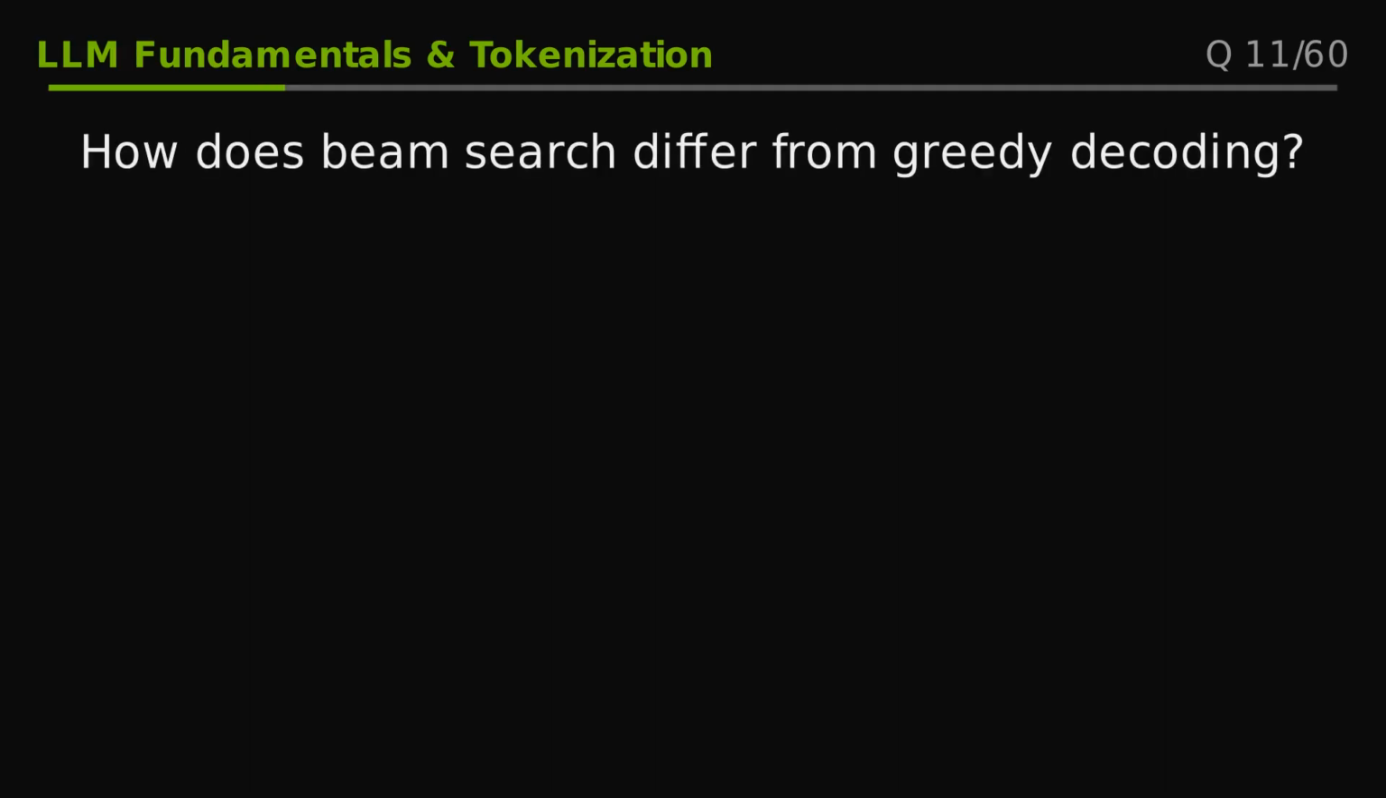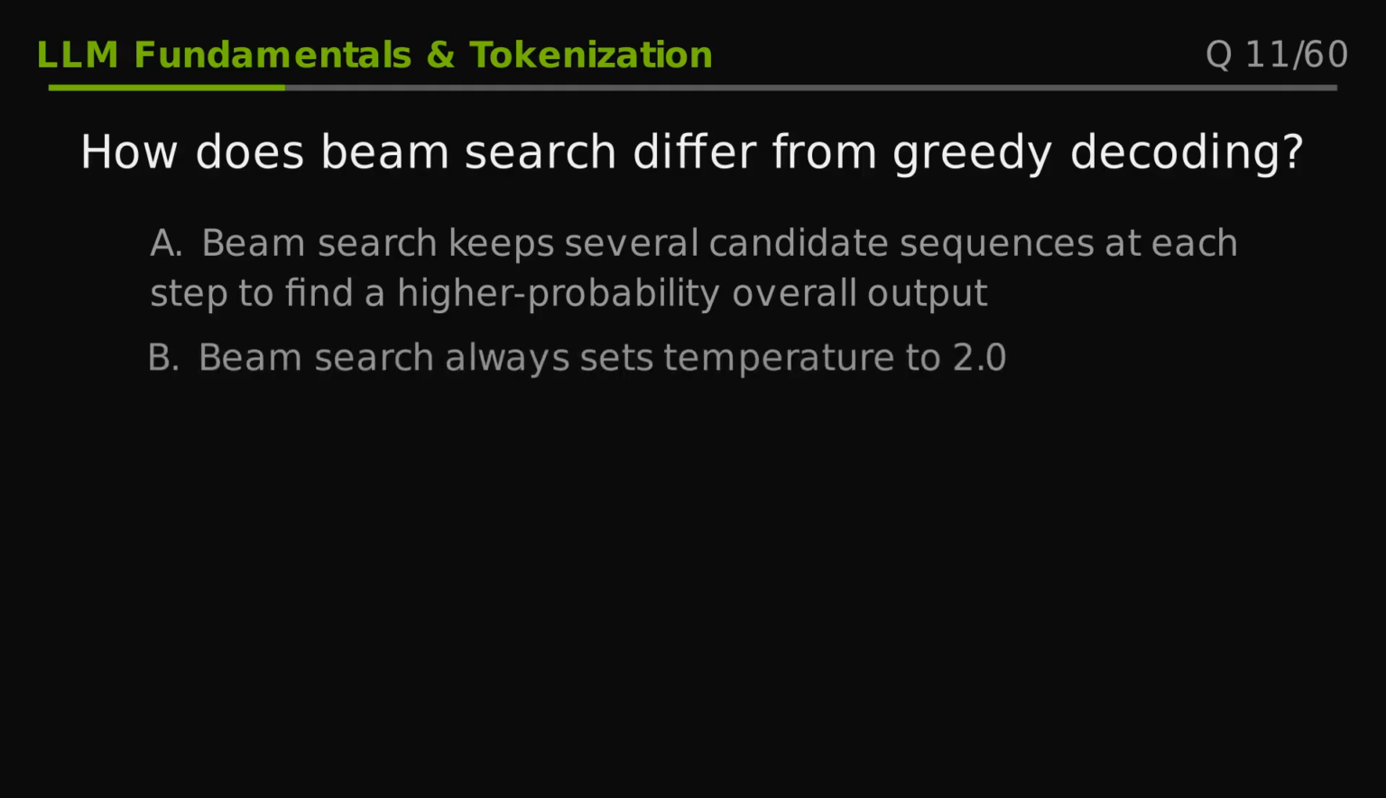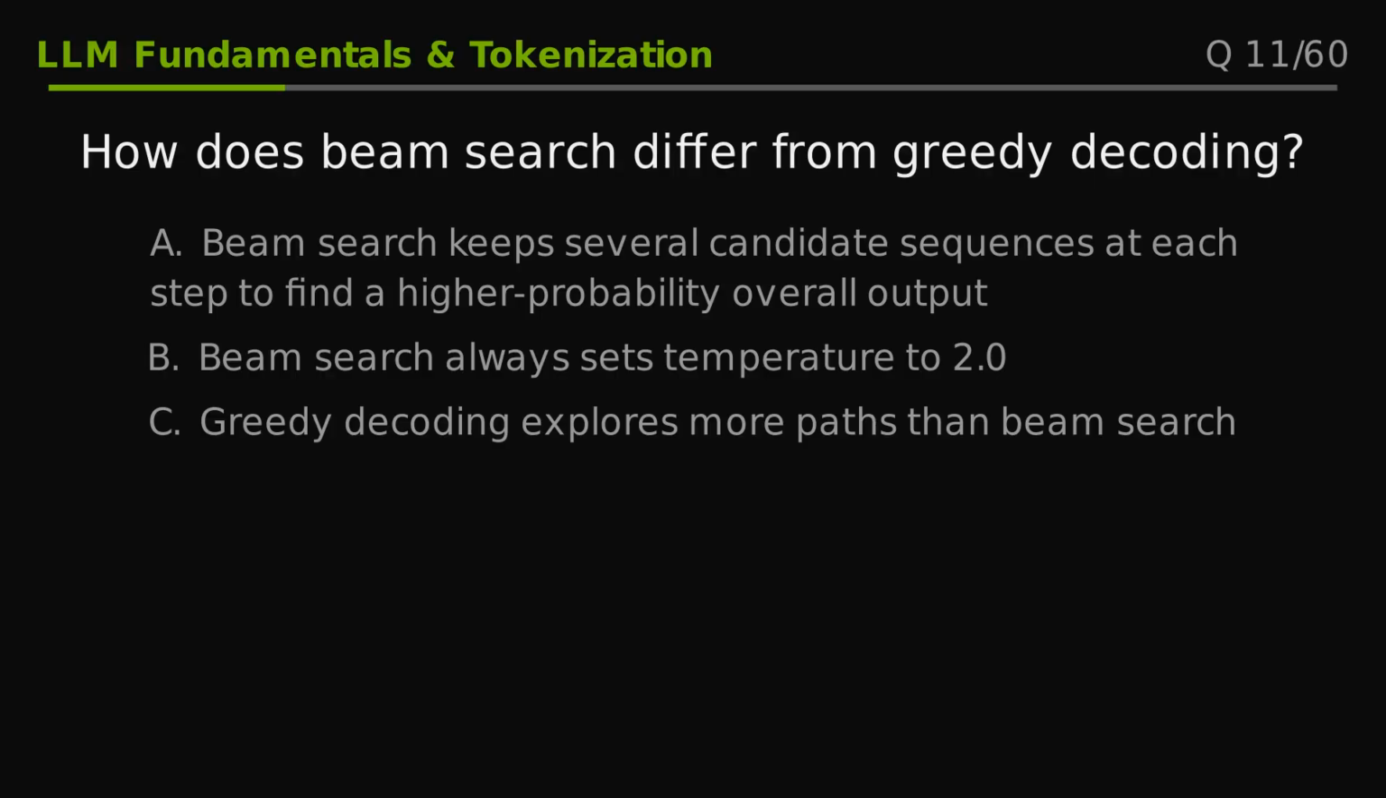Question 11. How does beam search differ from greedy decoding? Option A. Beam search keeps several candidate sequences at each step to find a higher-probability overall output. Option B. Beam search always sets temperature to 2. Option C. Greedy decoding explores more paths than beam search. Option D. They are identical algorithms.